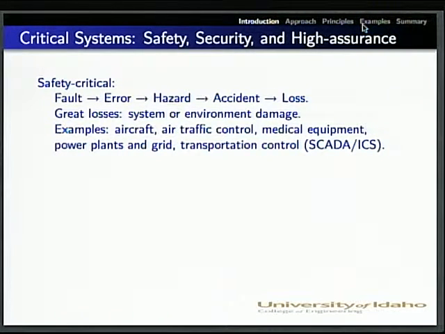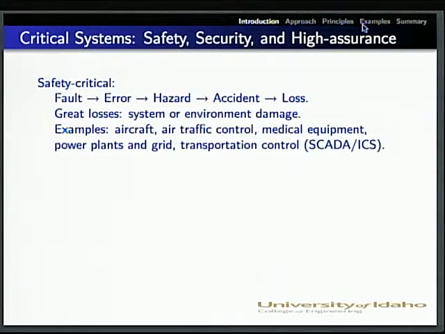So first we have what is defined as a safety critical system. A safety critical system is a system in which great losses or damage to people or the environment may happen if the system fails. Examples of these systems are an aircraft, air traffic control, any medical equipment devices, power plants and the power grid, and transportation control systems or other systems that are known as SCADA or ICS, industrial control systems.